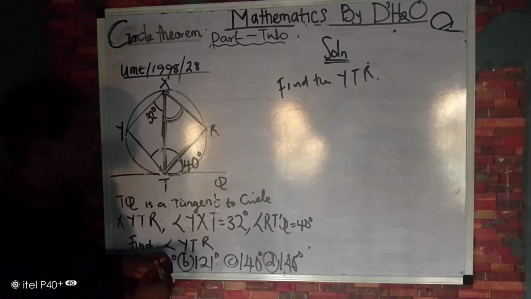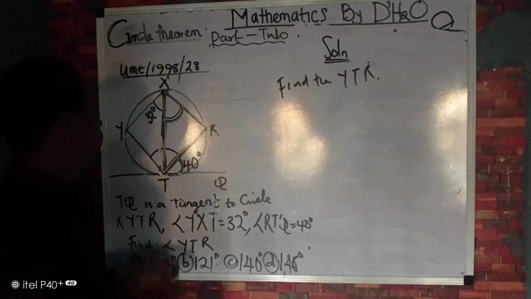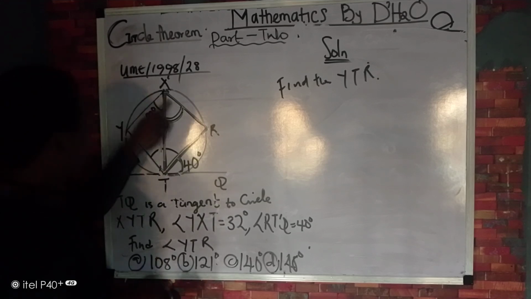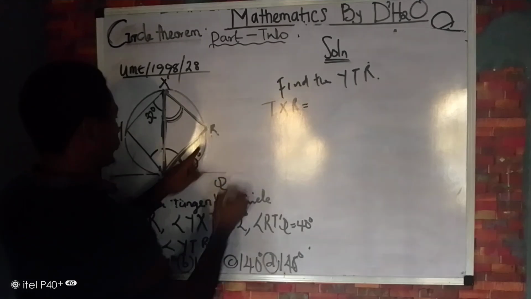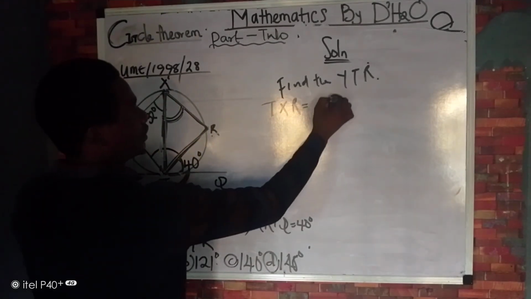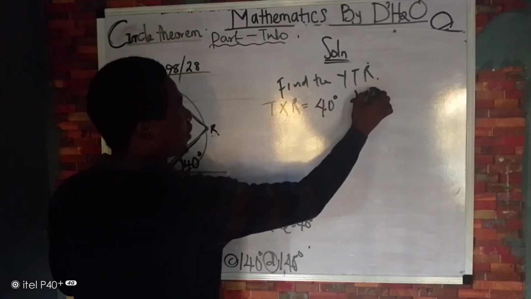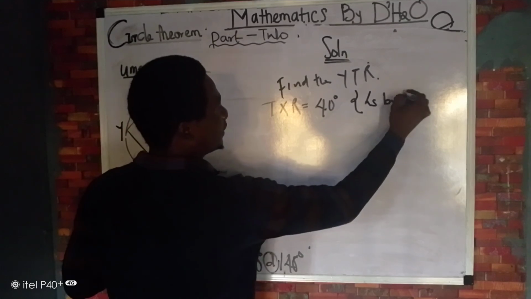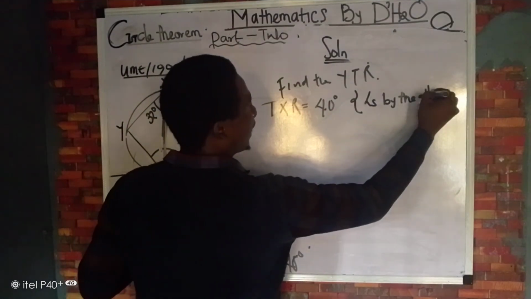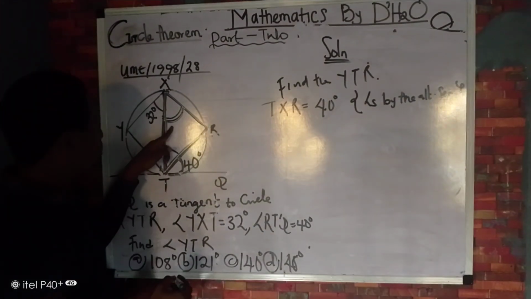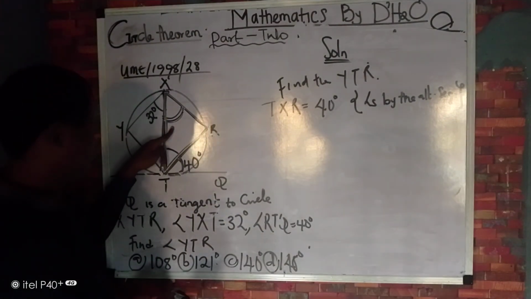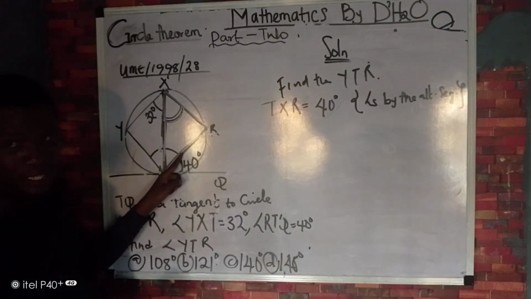So what do we simply do? Well, this question is quite cheap. We can say that angle TXY is equal to what? 40 degrees. What is our reason? Angles in the alternate segment. That's our reason.